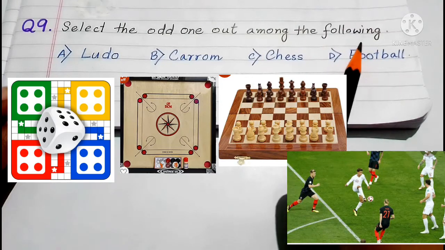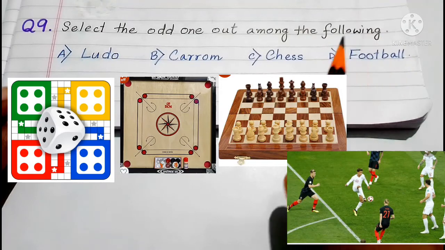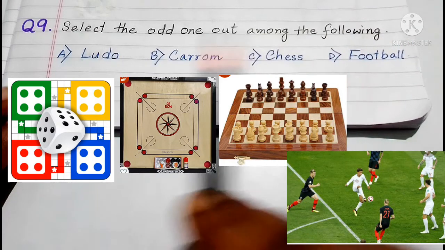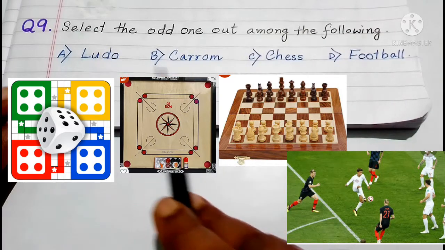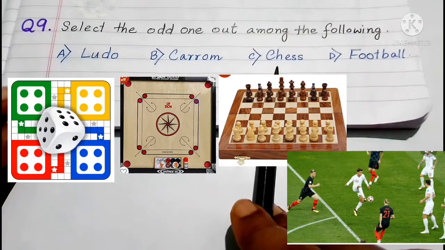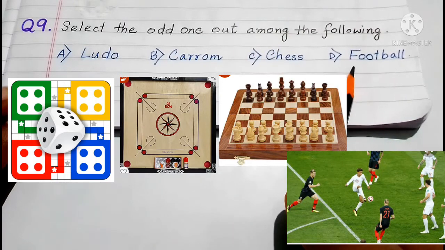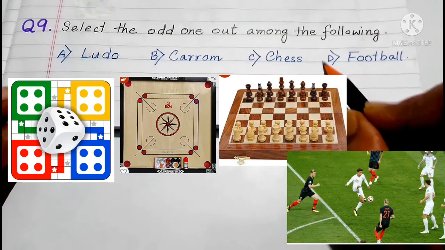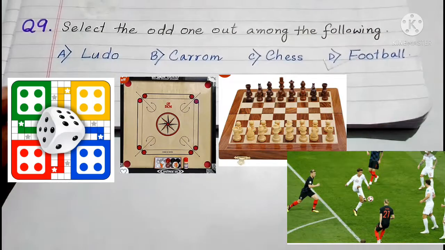Okay, we do not play inside a room. Football needs a big ground. It's a football field or big football ground where we generally play football. So these three are almost similar because they are played inside your home, and within the bedroom you can play that. Football is one which needs a field. So football is the odd one out.